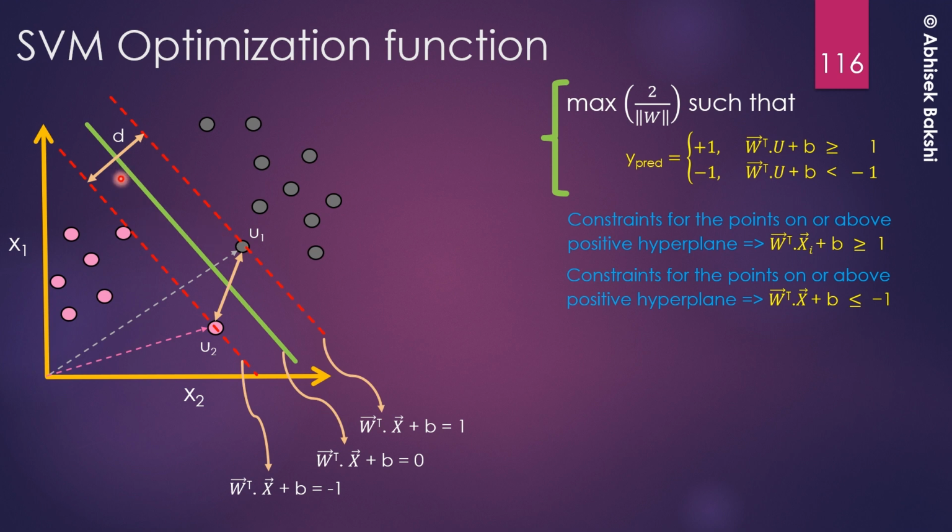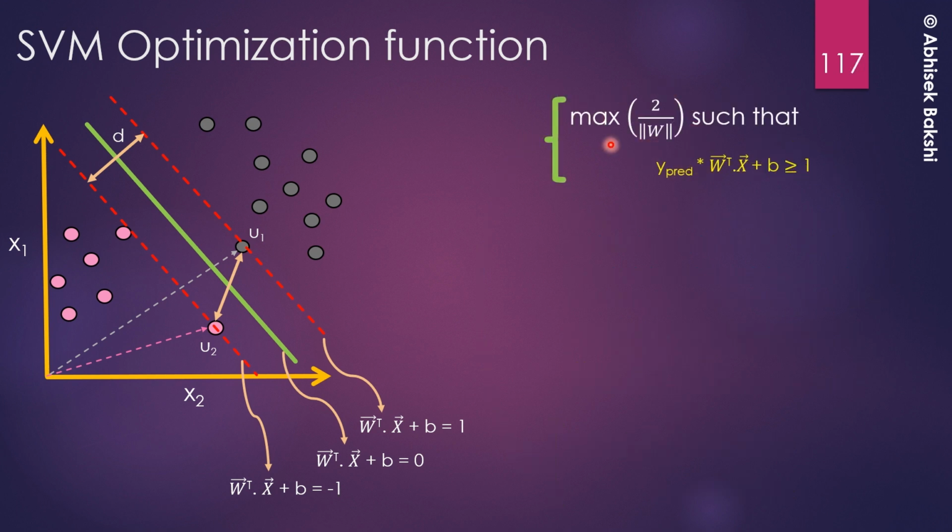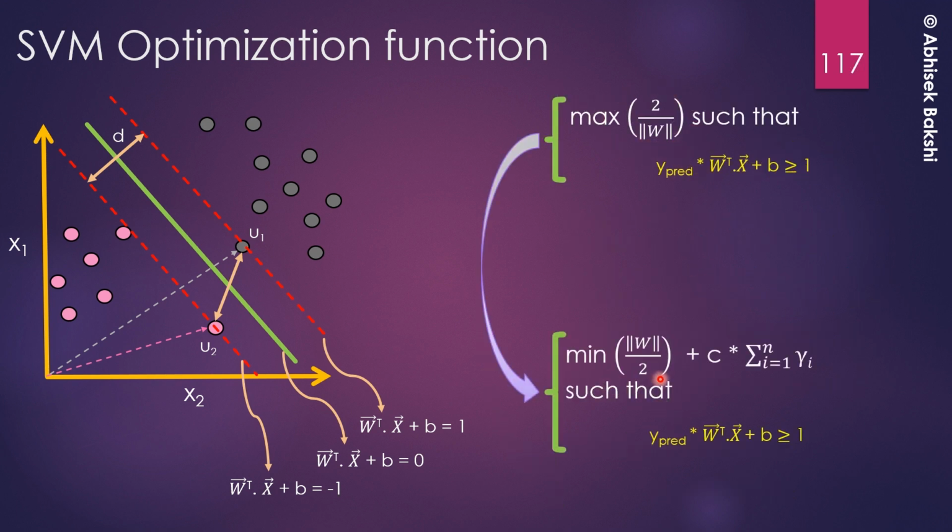So we tried to maximize this value of d in some way, and we got a maximization function something like this. And as we all know, we always try to minimize something, so maximizing 2 by w norm is nothing but minimizing the opposite, I mean w norm by 2. So let's go to the next one. What we'll try to do is minimize w norm by 2.